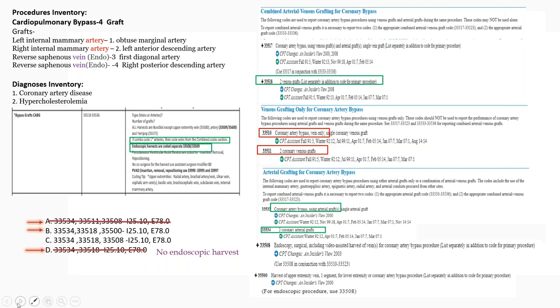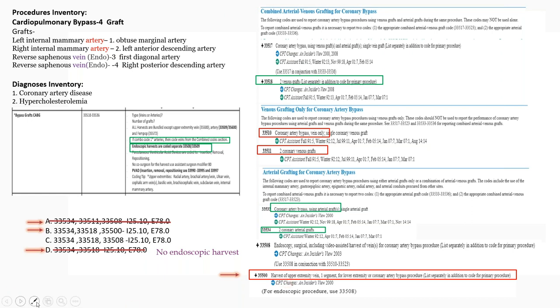Option B, 33534 and 33518, which both are the correct ones, and it is also having code 35500. Let's see what 35500 is. This is coding for harvest of upper extremity vein, one segment, for lower extremity or coronary artery bypass graft. This is wrong in two ways. First, we have a vein which is harvested from the saphenous vein, which is a lower extremity, and 35500 is coding for harvesting of upper extremity vein. So you got it. This is wrong in one way.